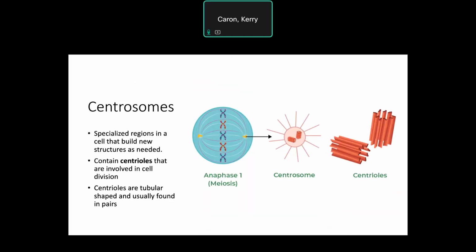Centrosomes are specialized regions in the cell that are needed for mitosis, or cellular division, or meiosis. Centrioles are involved in cell division. So basically they're like spindle fibers that will pull the cell into the shapes it needs to be for cellular division to happen. Centrioles are tubular, and they're found in pairs. Okay? They're located inside the centrosome.